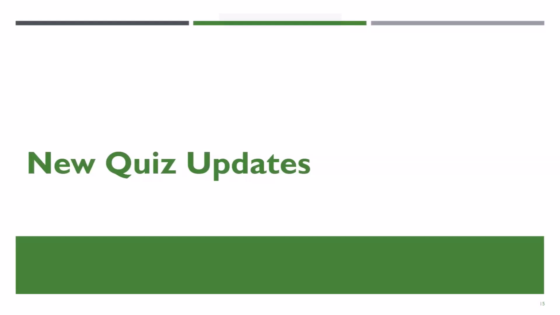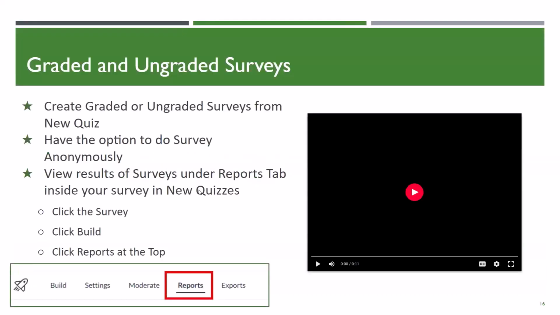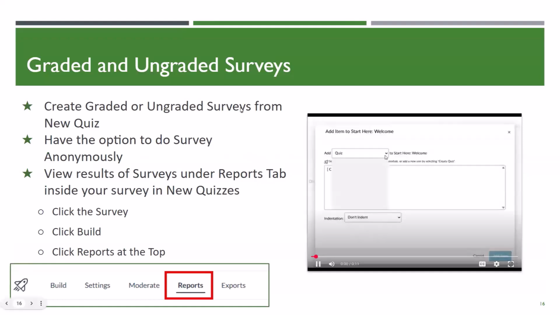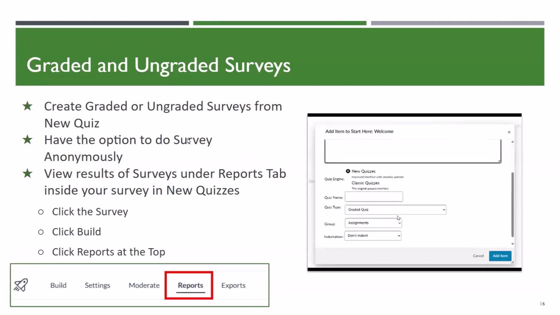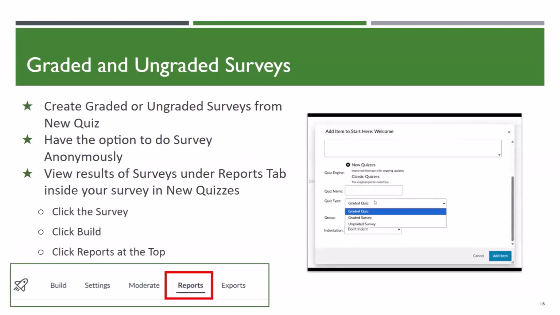All right, so the next updates are going to be within new quiz. They have some new features. The first one is that graded and ungraded surveys have been added. So when you go and you select a quiz type and you select new quiz, now you will have an option bar for a graded quiz, a graded survey, and an ungraded survey.